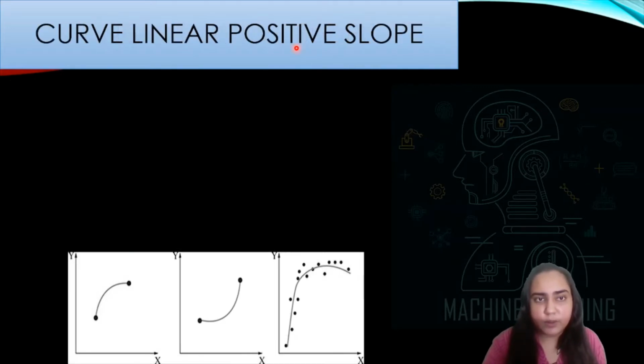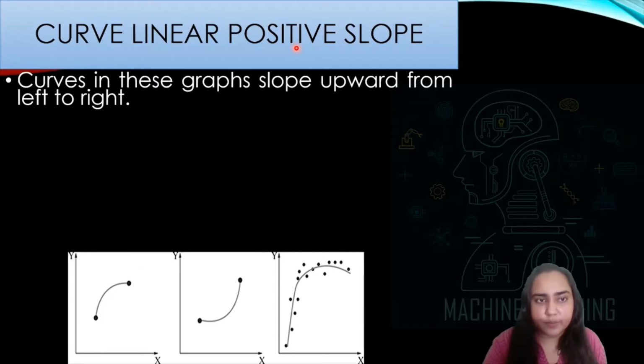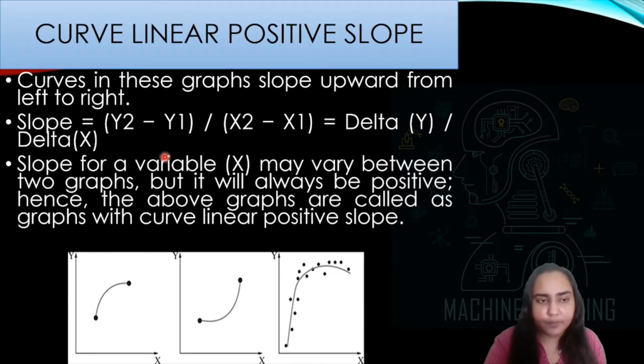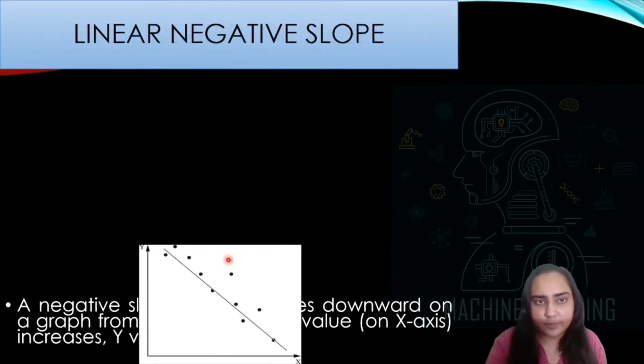Now, if we talk about curve linear positive slopes, then you can see in all these graphs, the slope is upward from left to right. So you have the slope which is calculated in the same way, but for a variable x, it may vary between two graphs. It will always be positive. These graphs are called curve linear positive slopes because the slope that is there is in the form of a curve instead of a straight line.